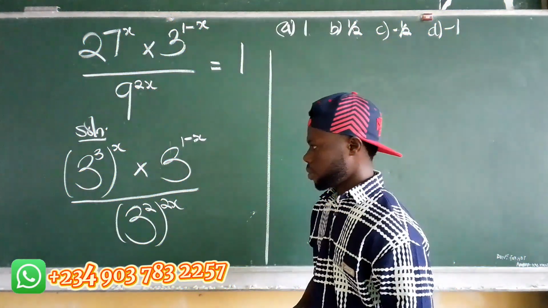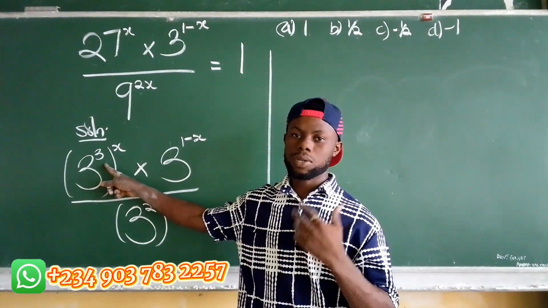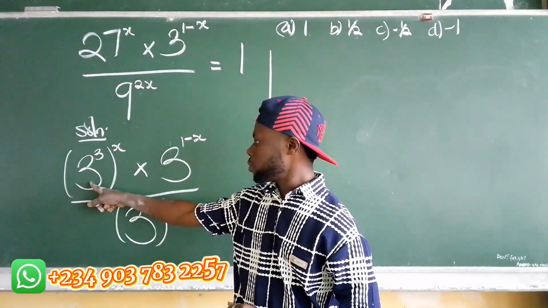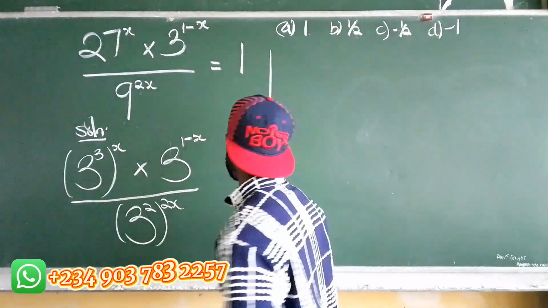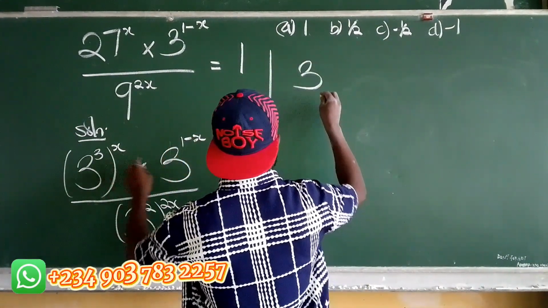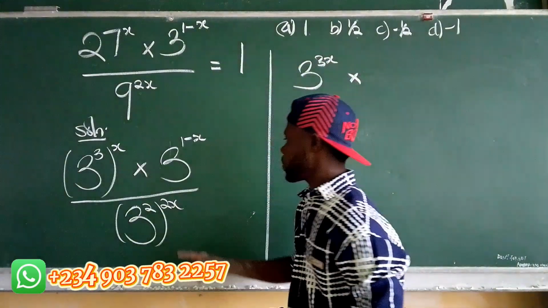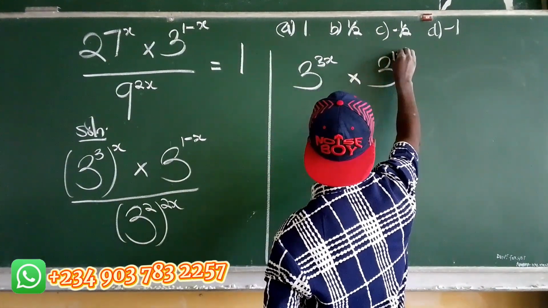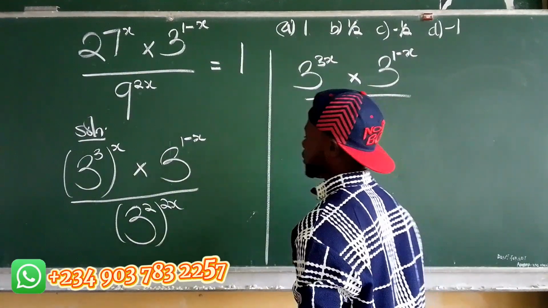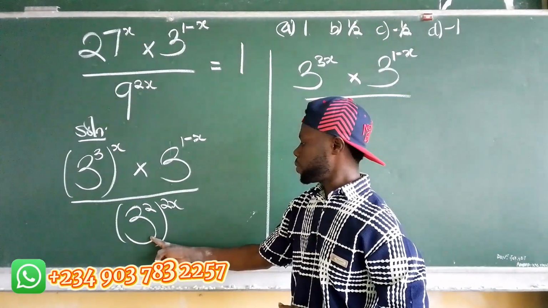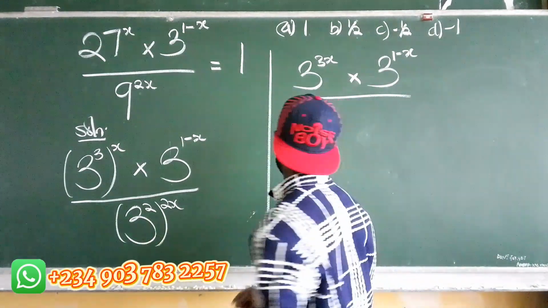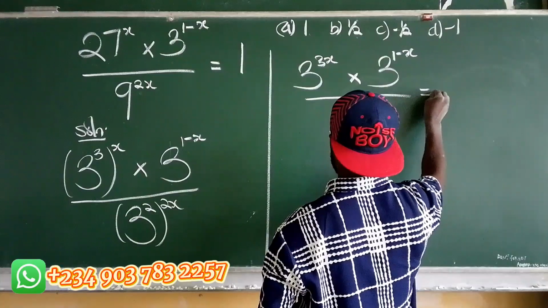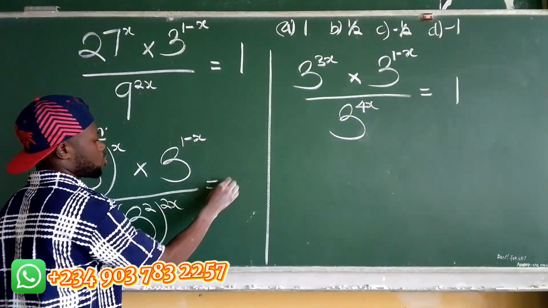Power law of indices says that if we have a quantity raised to a certain power, which is raised to another power, we should multiply the powers. So that becomes 3 raised to the power of 3 times x, which is 3x, times 3 raised to the power of 1 minus x, all divided by, applying the same principle here, 3 to the power of 2 times 2x, which is 4x. This is equal to 1.